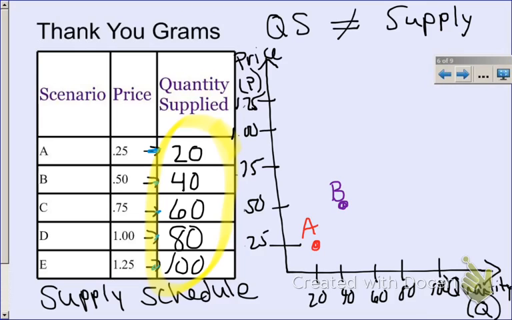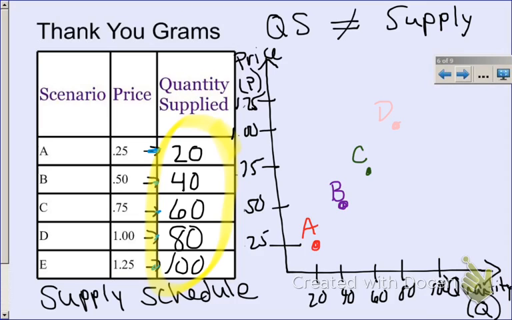Okay, so now you can see what I'm doing. I'm doing the same thing we did with the demand schedule, but I'm taking these individual quantities supplied. At point A, at 25 cents, we were willing to produce 20. At 50 cents, we were willing to produce 40. At 75 cents, we were willing to produce 60. Okay, at $1, we were willing to produce 80.